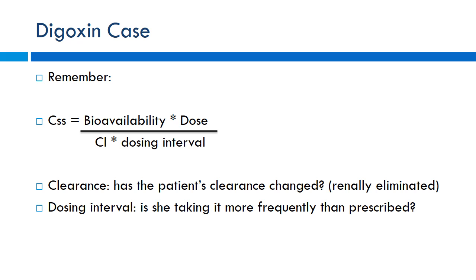And then the dosing interval, is she taking it too frequently, right? If she's taking it too infrequently, less often than she should, then our level should be low, in most cases. This probably isn't the case here, but maybe she's taking it too frequently. So you can narrow down the problems and see what the potential errors could be that are going on here.